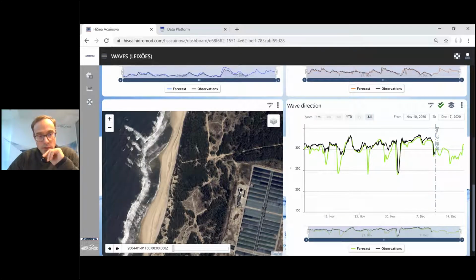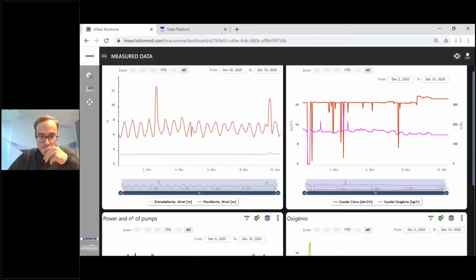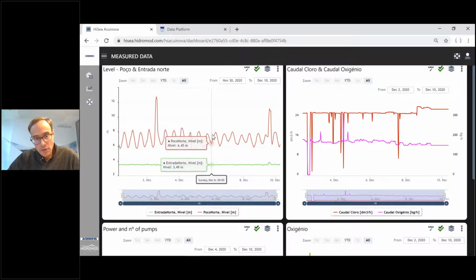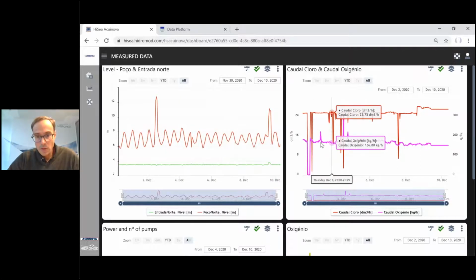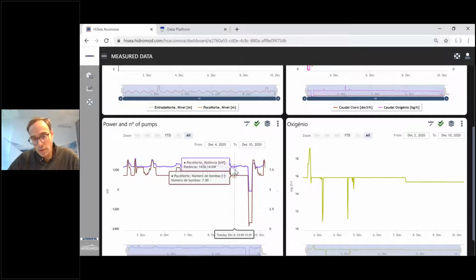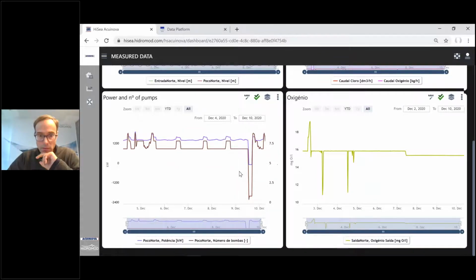So here in measured data, this is a good example of how the platform can connect to the SCADA system of the installation. These are the current levels in the well. You also get data from chlorine and O2. You also get the power and the pumps. So we are currently working with them to try and minimize the amount of energy that you need to spend to keep the constant flow that they need for the aquaculture.